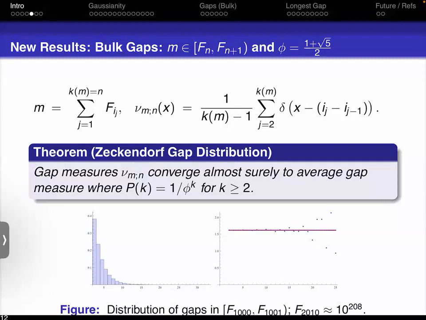We expect to have on average about 0.276 n gaps, 0.276 n summands. So if I give you an M that has very few summands, that's an unlikely M to get. And so I don't expect every gap measure is going to be close to the average. I expect most will be very close.